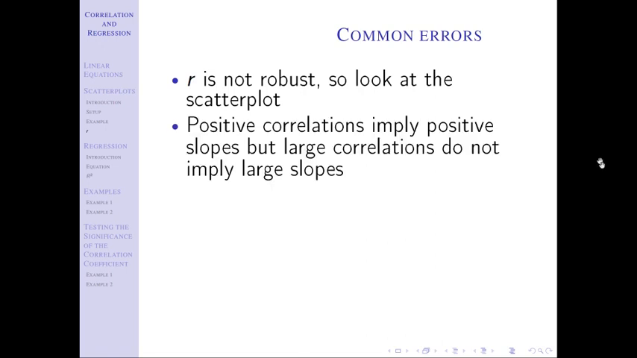Next, positive correlations imply positive slopes, but large correlations do not imply large slopes. Put a star by this one. This is one of the most commonly missed questions on the exam over this chapter. This is something that you have to figure out how to wrap your brain around, whether it's reading the same statement over and over again, seeing some examples, whether it's flashcards. You get a couple of different options, but make sure you understand what we're saying here.